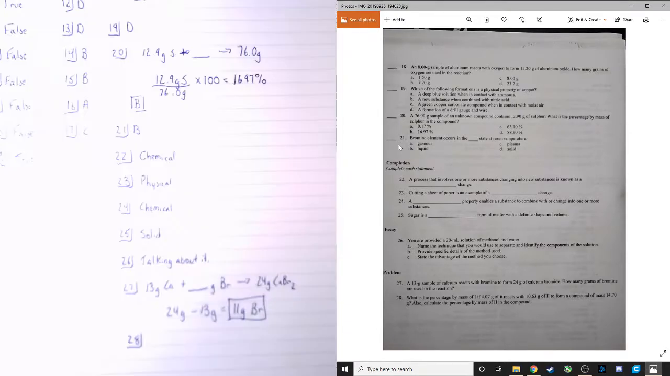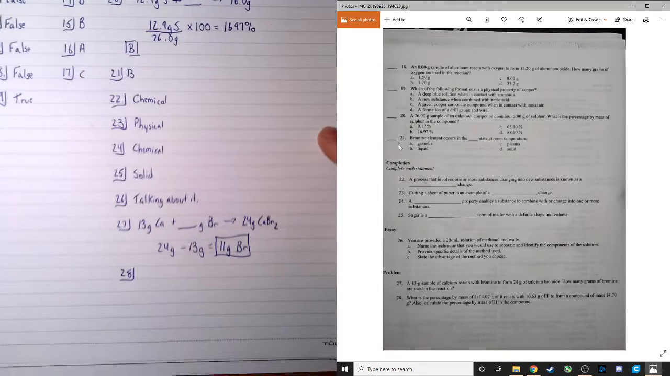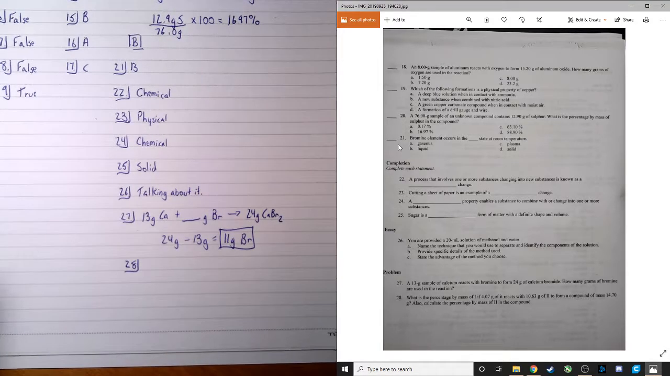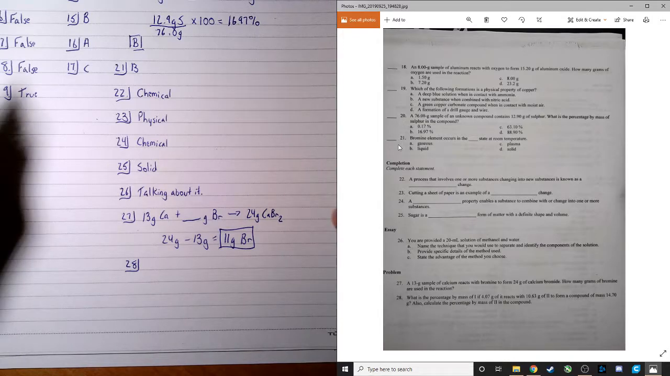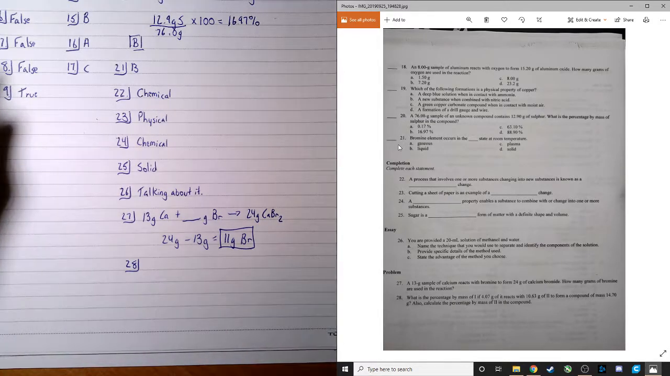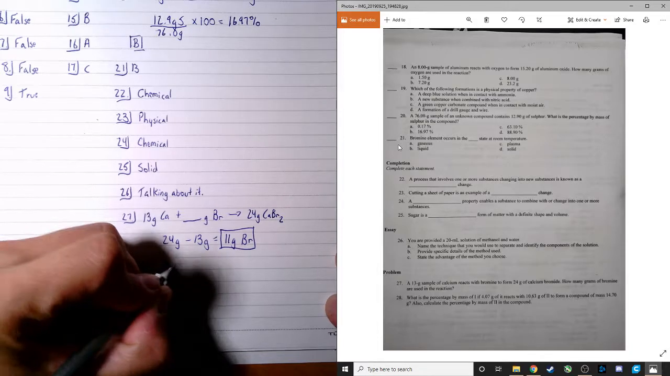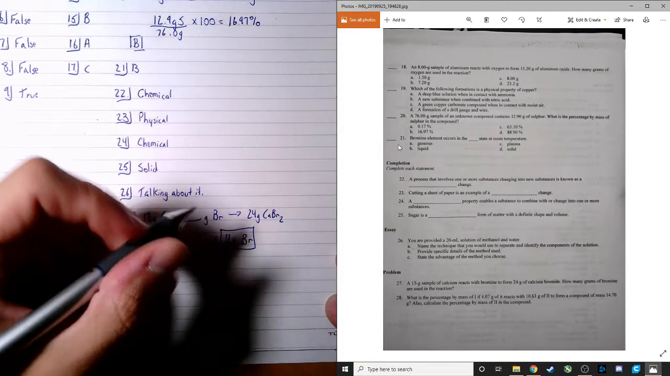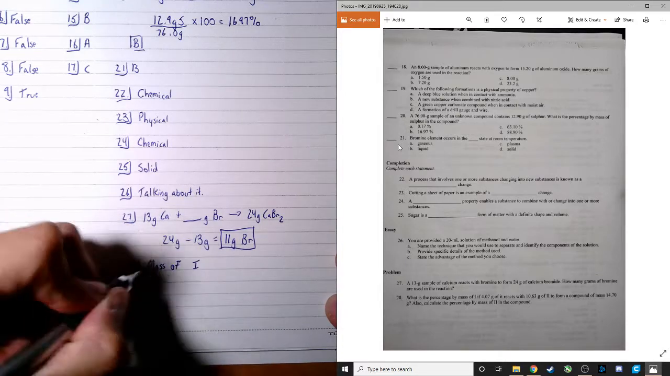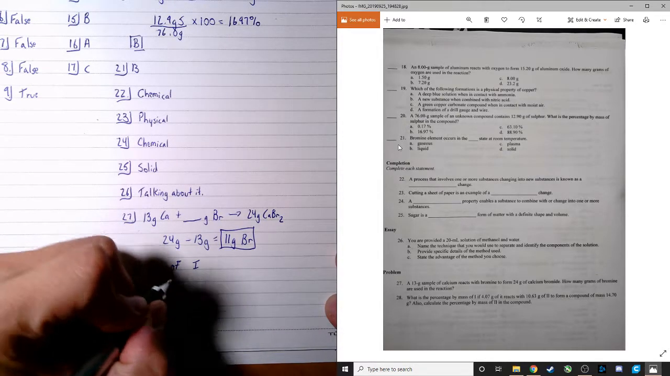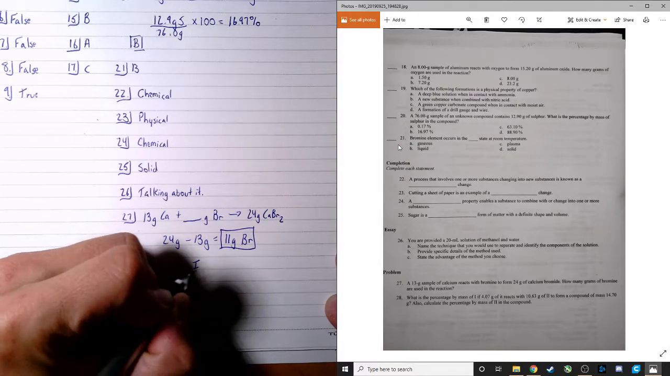And last but not least, let me move the camera again. 28. This is percent by mass. So what is the percent by mass of 1 if 4.07 grams of it reacts with 10.63 grams of 2? So, mass of Roman numeral 1, mass of Roman numeral 2.